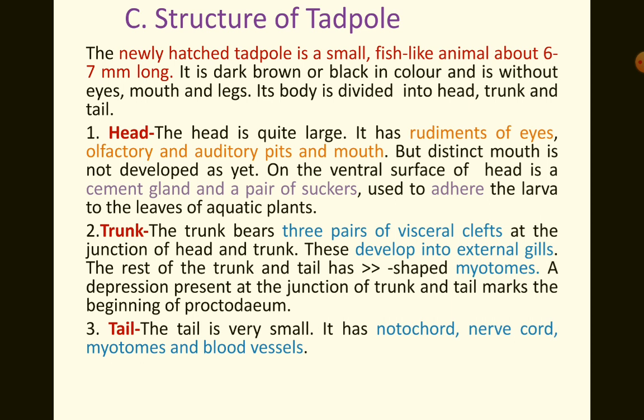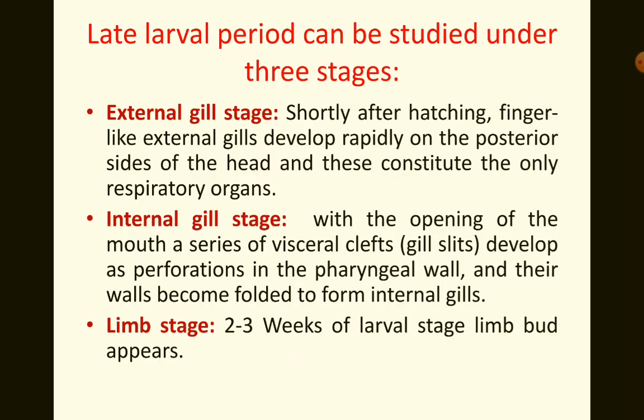And once this tadpole is hatched, the tail has the notochord to support the myotomes or the muscles which strengthen it, and it has a supply of nerve cord and the blood vessels. They help in swimming movement. Now this describes the early stage of larval development.